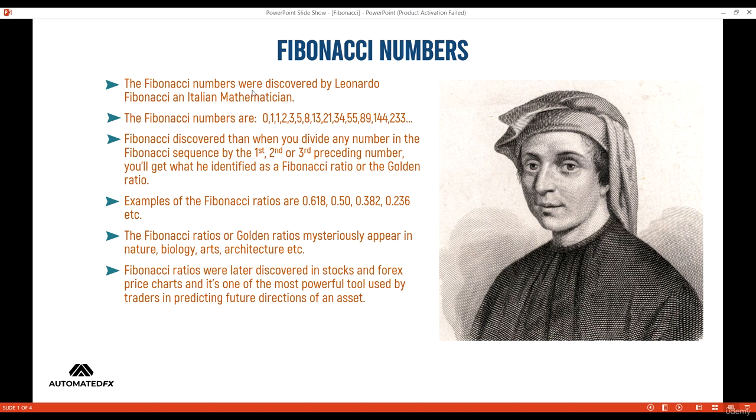The Fibonacci numbers were discovered by Leonardo Fibonacci, who was an Italian mathematician. This is the picture of the guy. He discovered these numbers. So what's so special about these numbers? The Fibonacci numbers are 0, 1, 1, 2, 3, 5, 8, 13, 21. So how did he come about these numbers?